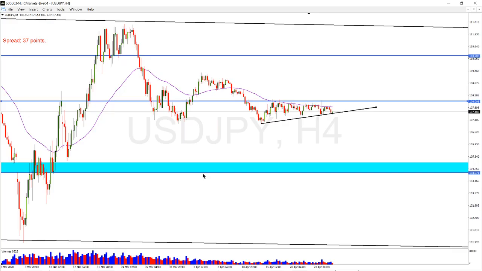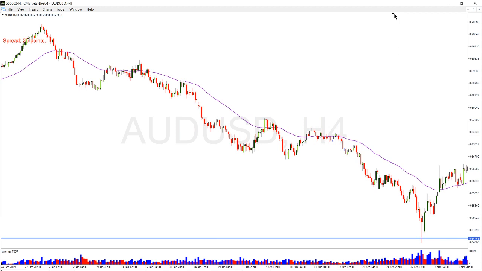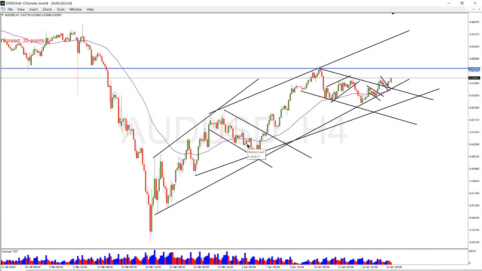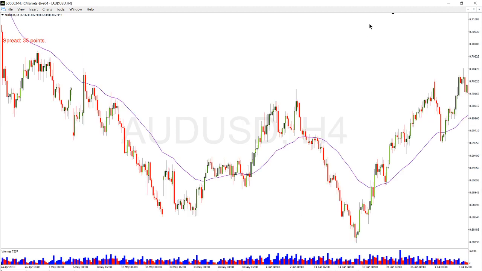So let's see what's going on in the market. We have a couple of trades coming in this week. AUD USD, Aussie Major. Well, Aussie Major was creating higher highs continuously. It's going up, and it looks like it's going to take its last move, because in the daily chart it's creating higher highs.